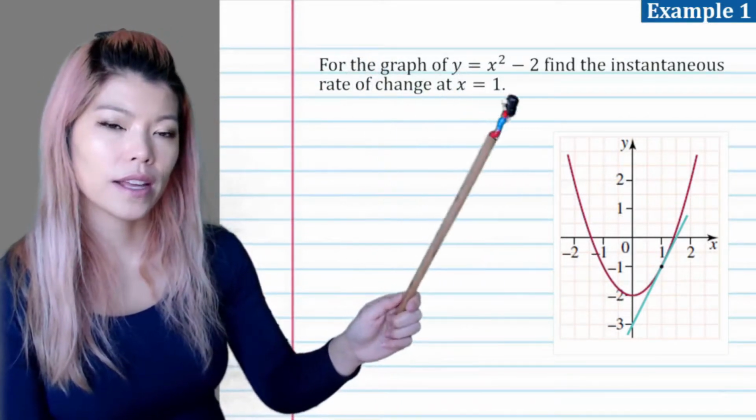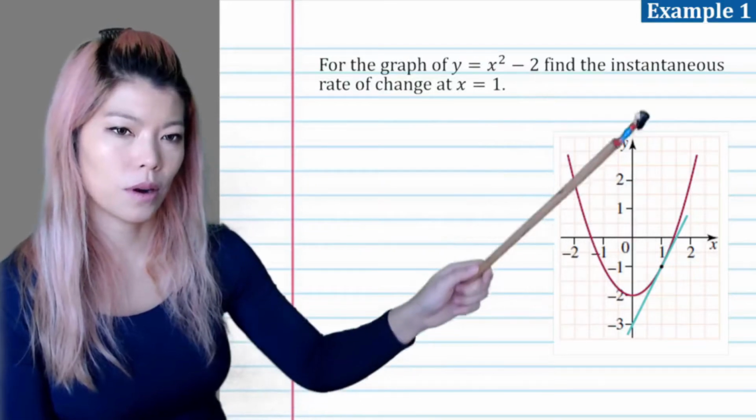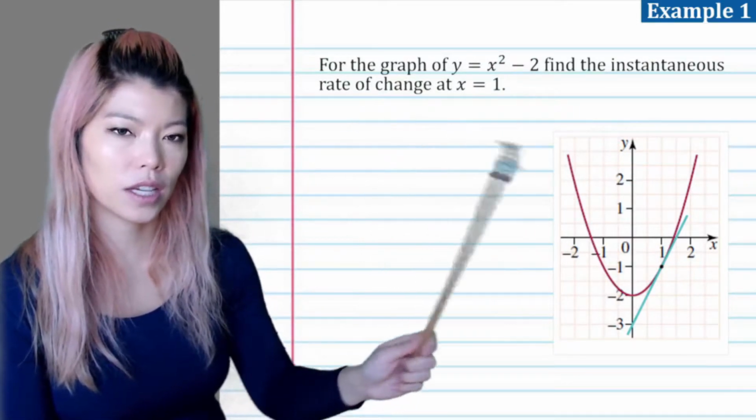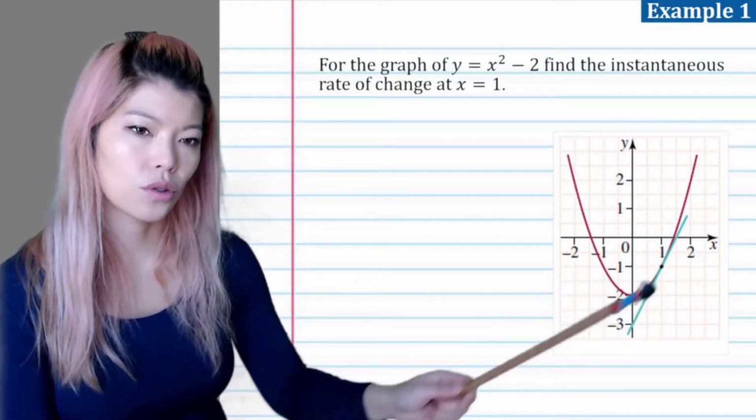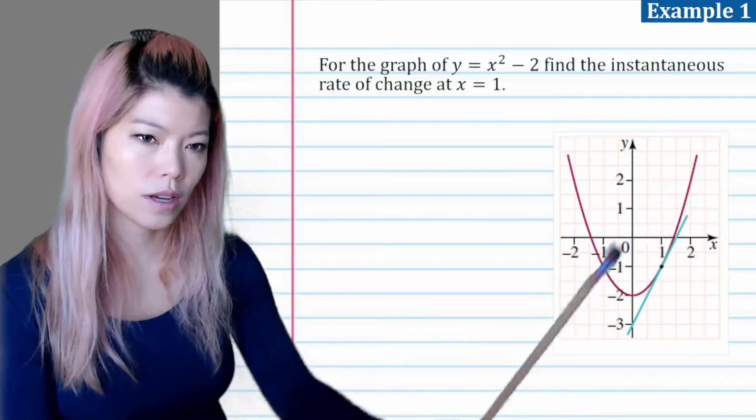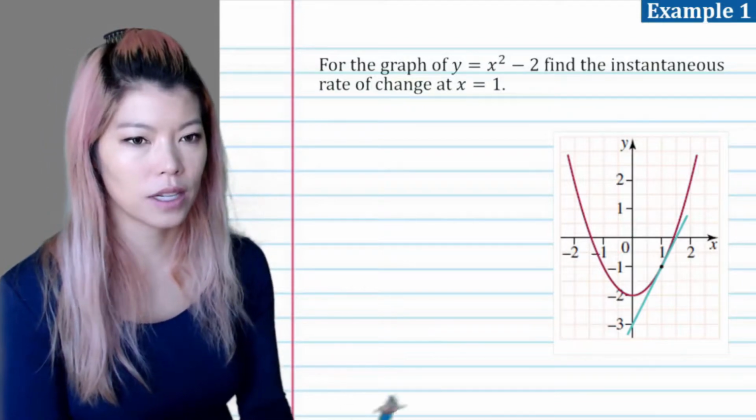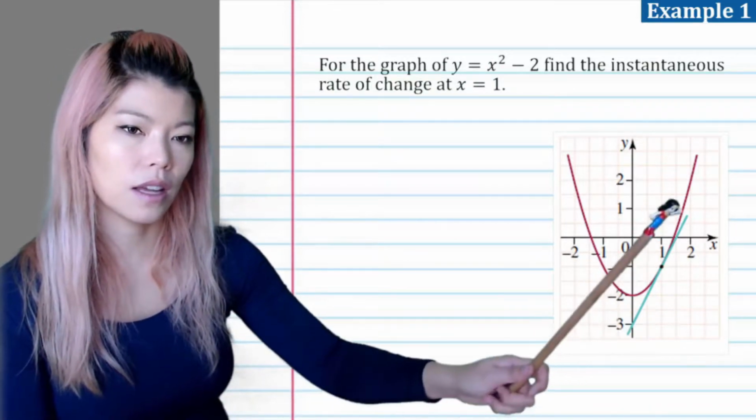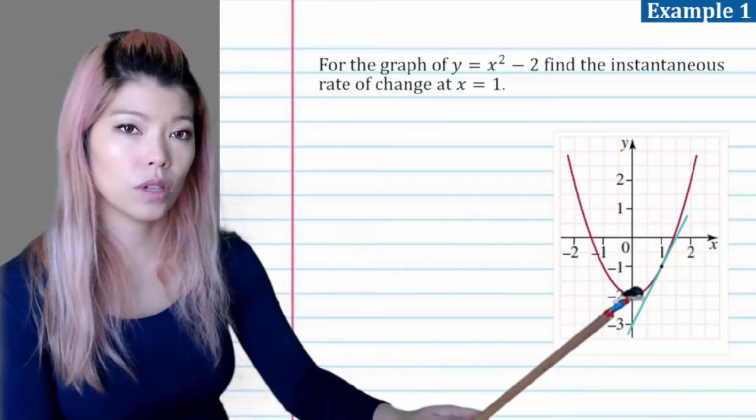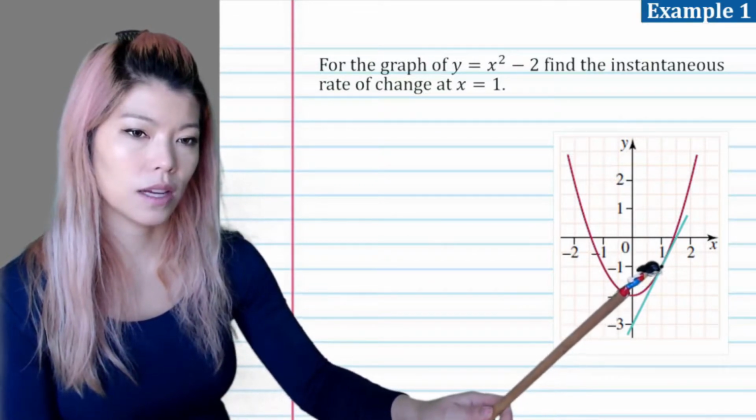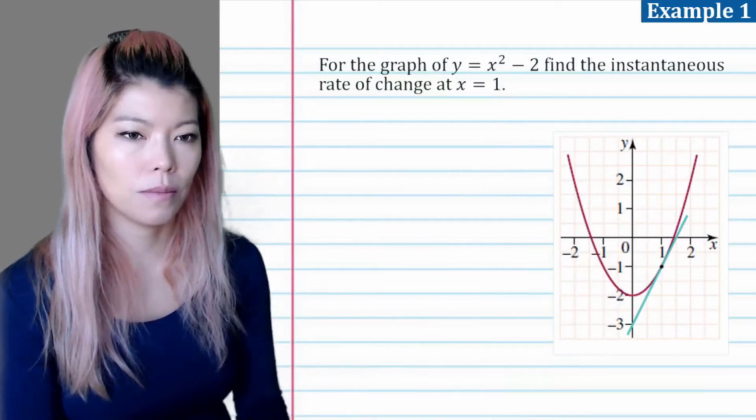So for the graph y equals x squared minus 2, this parabola here, find the instantaneous rate of change at x equals 1. So we draw that line there at x equals 1. We try to draw it so that it's just touching at that point and has the same gradient. And then we can find the gradient of the blue line, and therefore that would give us an estimate of the gradient at that point for the parabola.